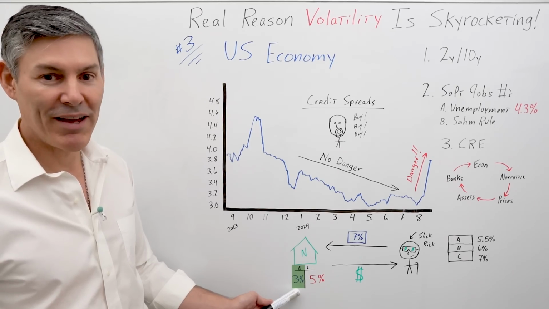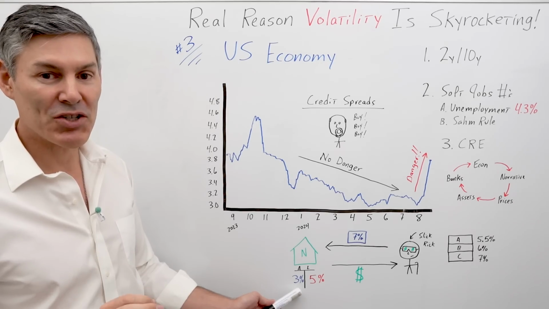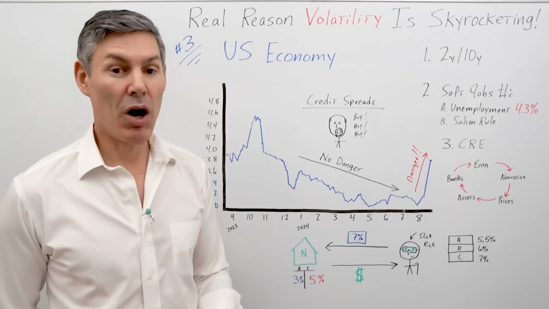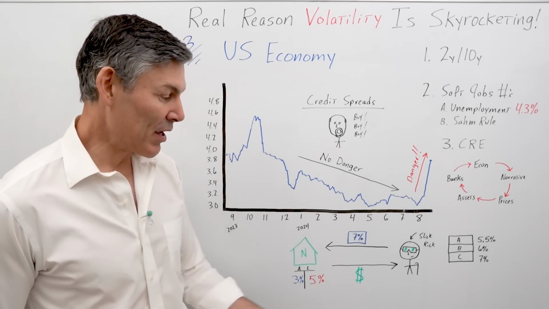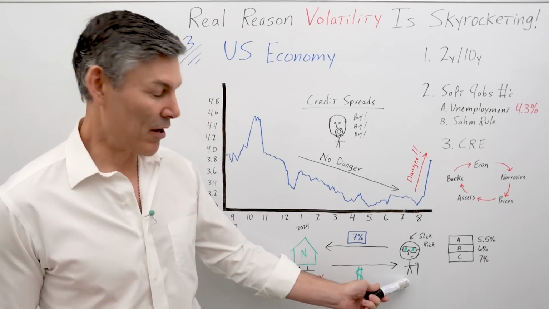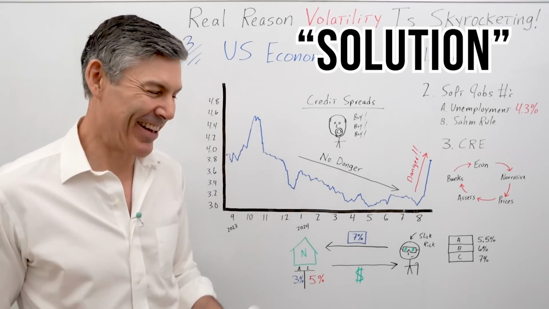Well, once again, this is a negative carry, which puts them in a very precarious position, just like Slick Rick in step number 1. Oh, and by the way, speaking of Slick Rick, he ironically is part of Norinchukin's bank solution.